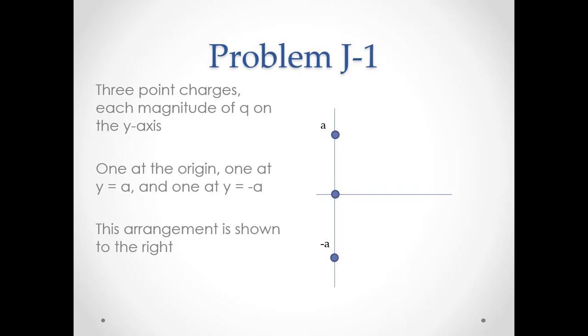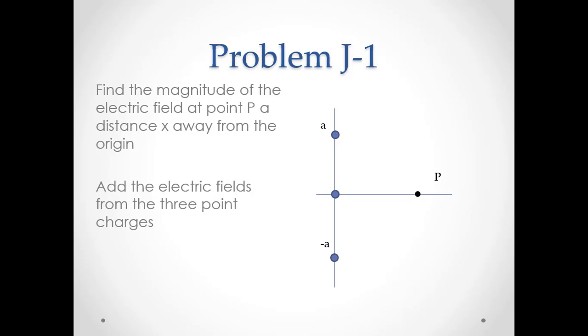So let's look at a couple of problems. The problem that I have first is we're going to have 3 point charges. Each one has a magnitude Q, and they're all on the y-axis. One is at the origin, one is at y equal to a, and one is at y equal to negative a. The arrangement I have here is shown on the right. What we want to do is find the electric field at some point P that is a distance x away from the origin. So point P is on the x-axis, and it's a distance x away from the origin.